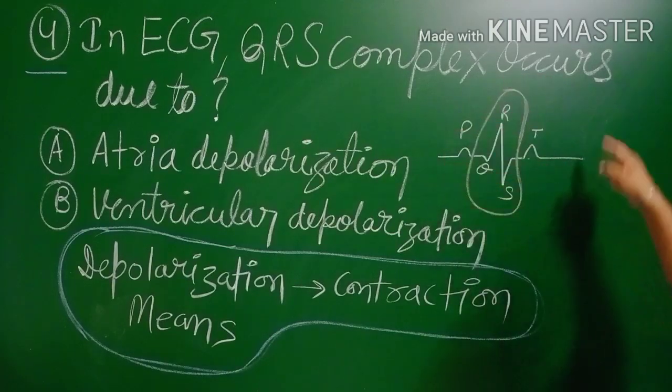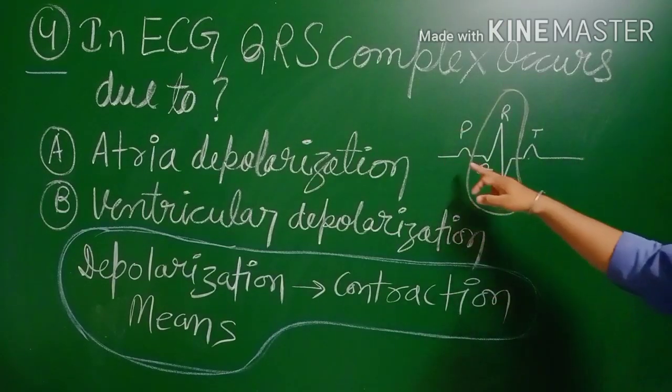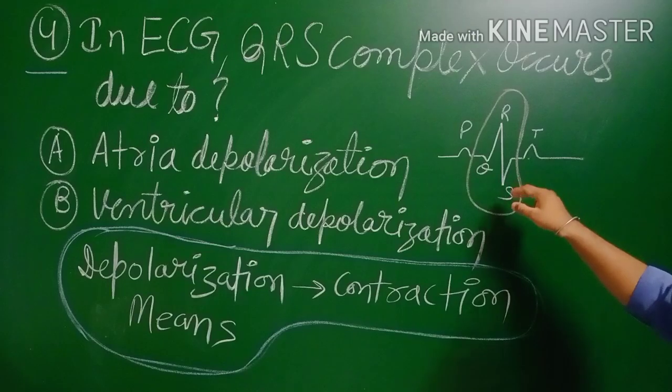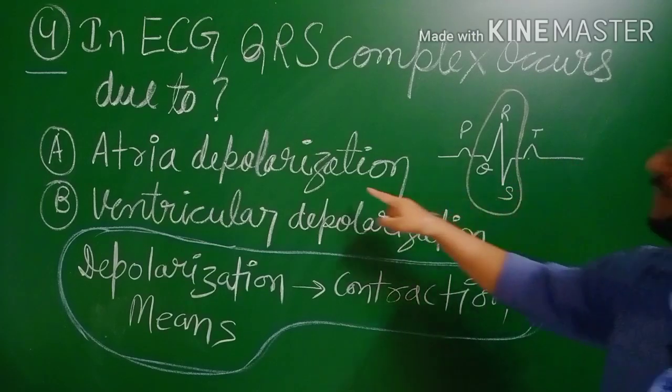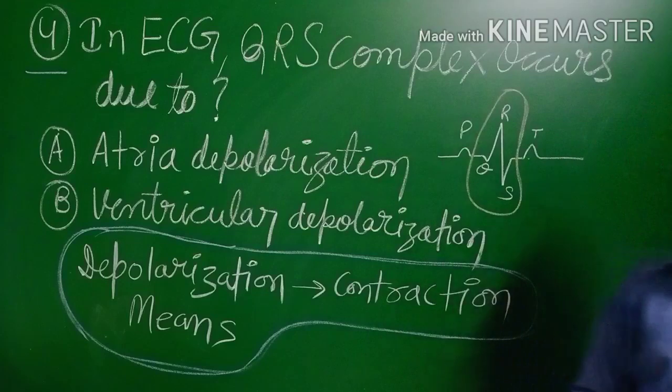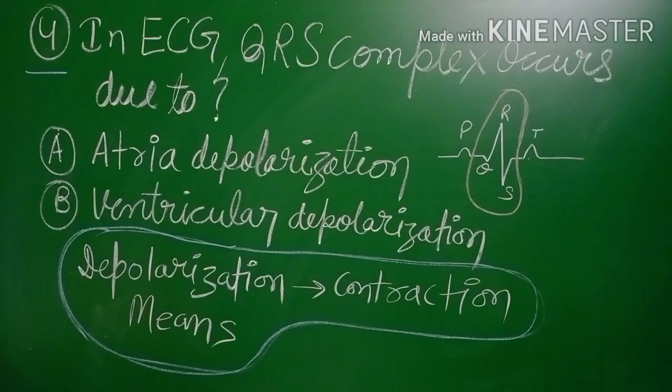You can see the ECG diagram in the picture. QRS, this is the complex. This complex is formed due to atrial depolarization or ventricular depolarization. It is a very important question. Answer fast.